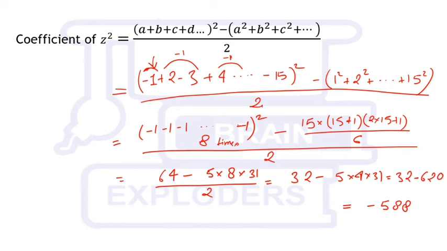So if this value is a, then the absolute value of a is 588. This is our solution.